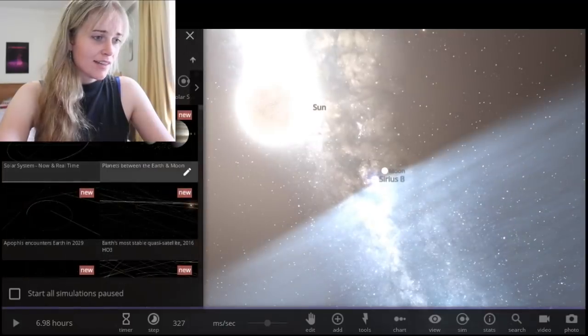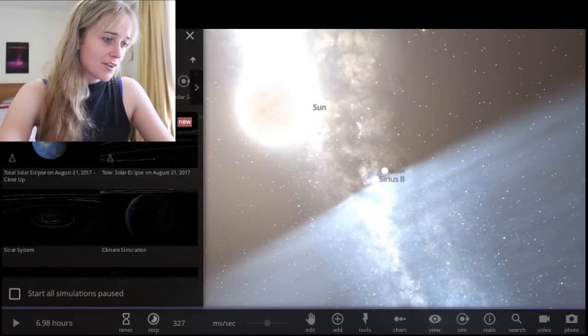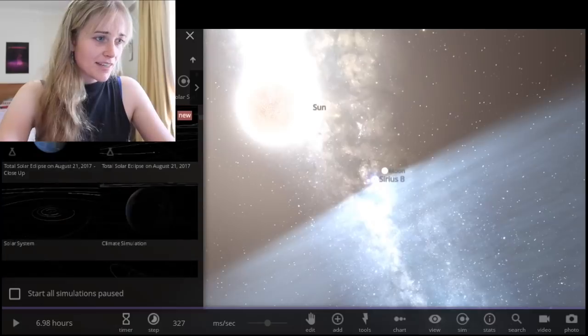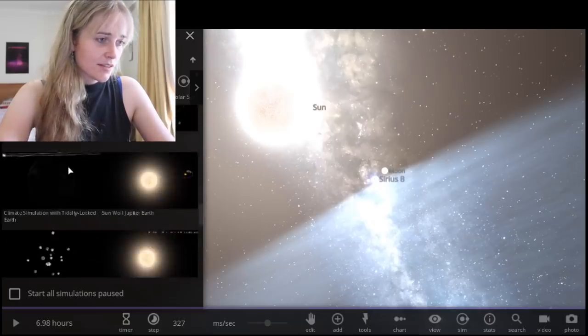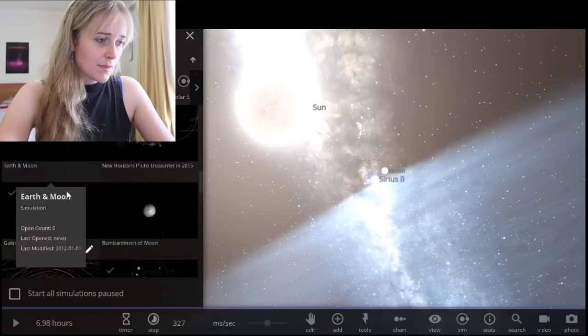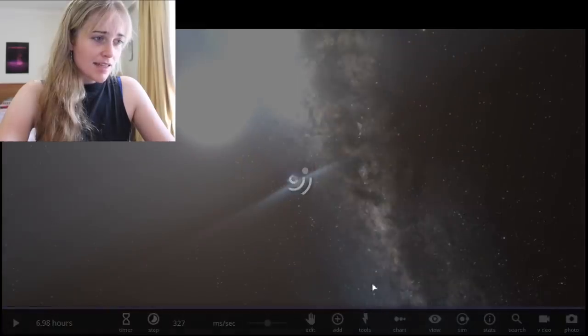Let's have a look at another one of the simulations I've got sort of pre-made in here. Galaxy collisions. I think that would be interesting.